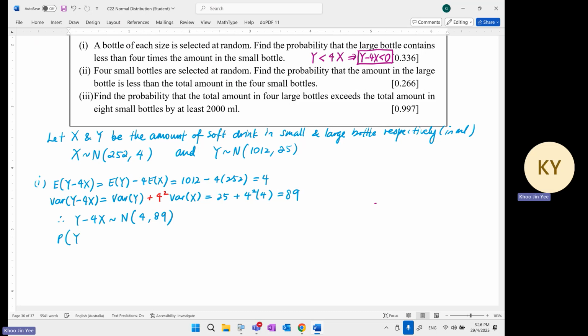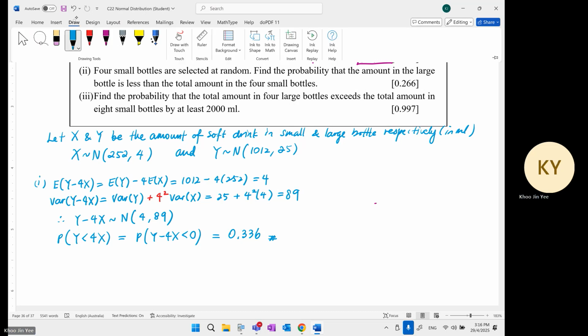The probability where y is less than 4 times x will be equal to the probability where y minus 4x is less than 0. So for this one, just use your normal CDF, and you will be able to get 0.336. Can. Normal CDF.